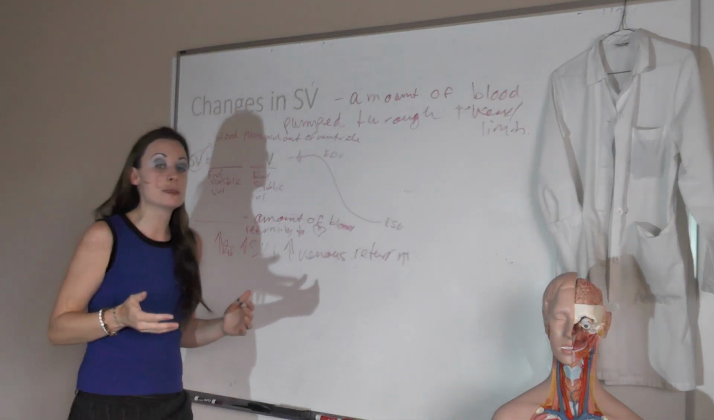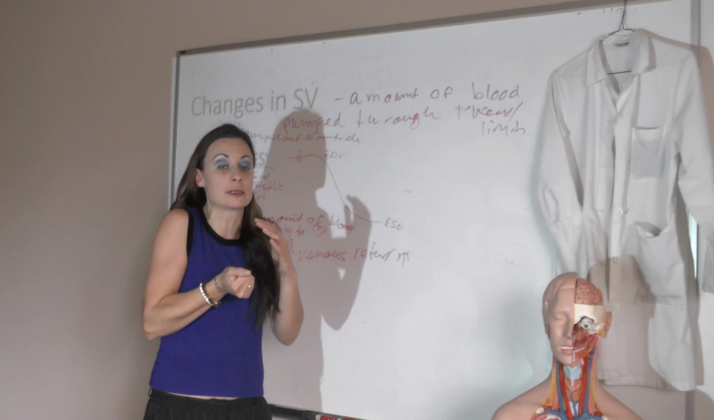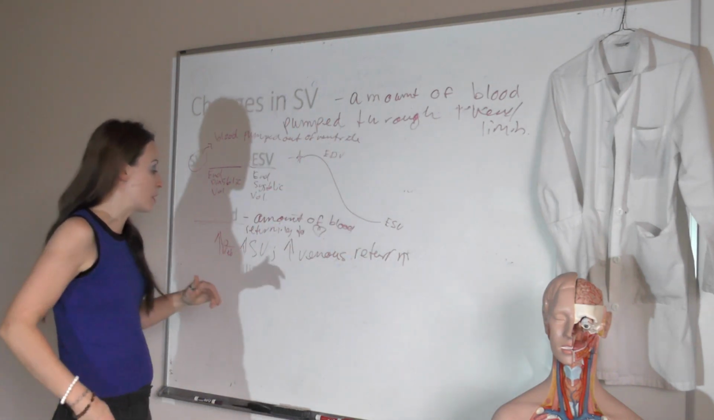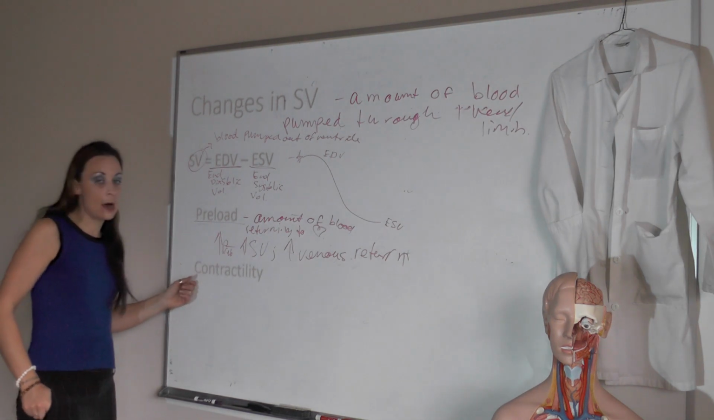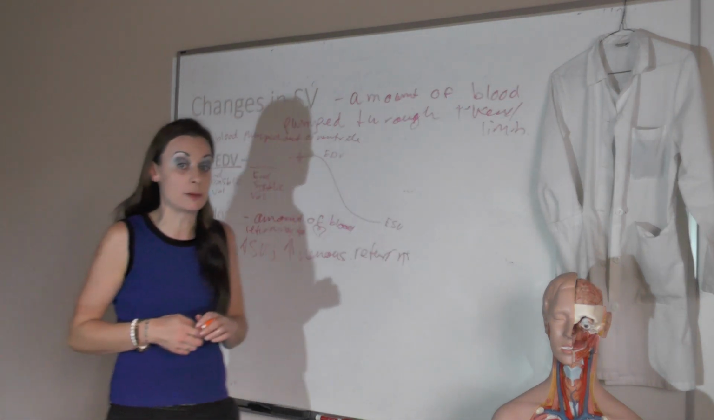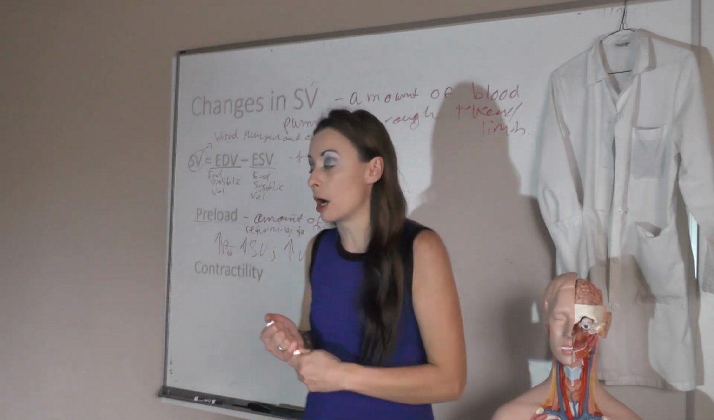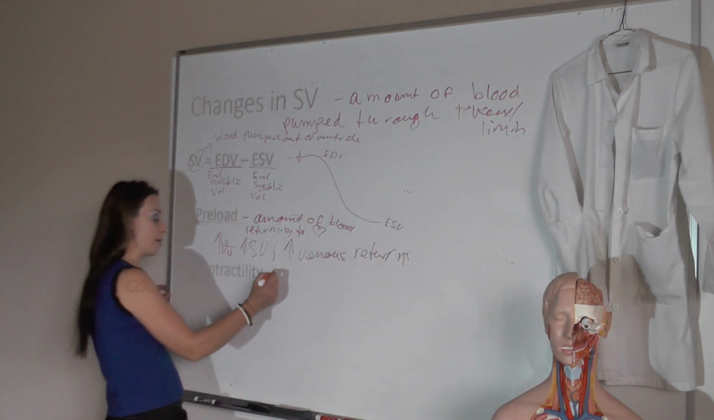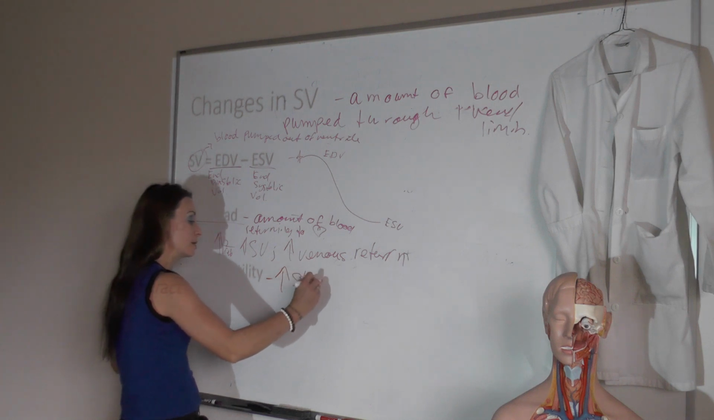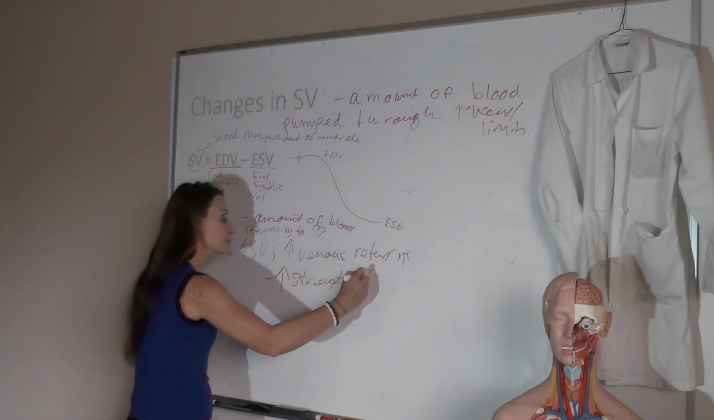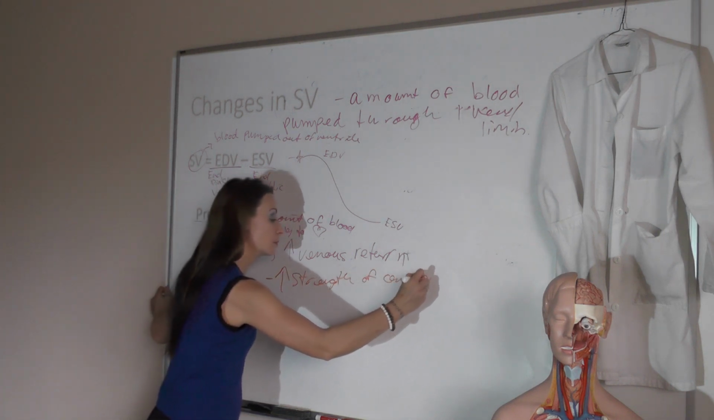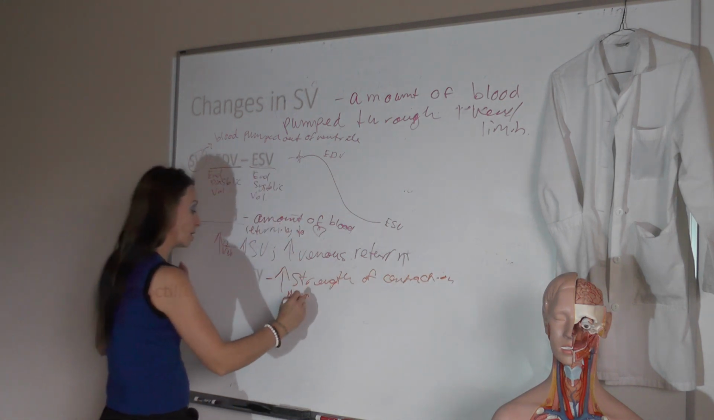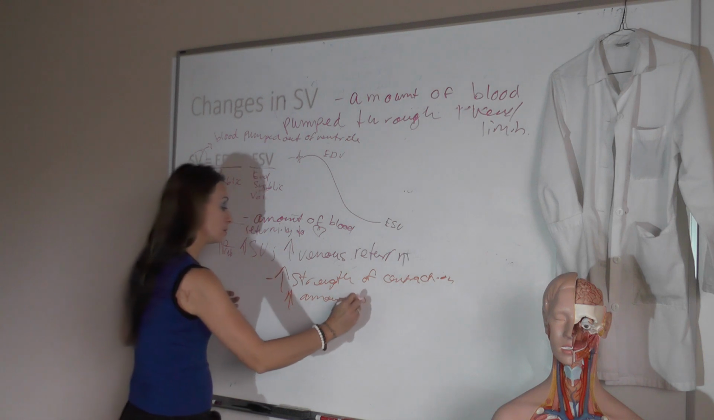So if I increase the force with which my myocardiocytes contract, then I can also squeeze more blood out and change my stroke volume. So this is how the sympathetic nervous system is actually going to be able to have an impact on cardiac output, by increasing contractility. So if I increase the strength of contraction, I can increase the amount of blood that I push out of the heart.